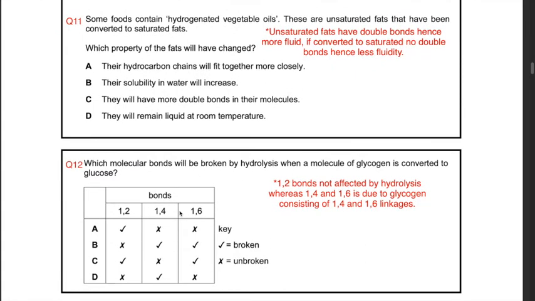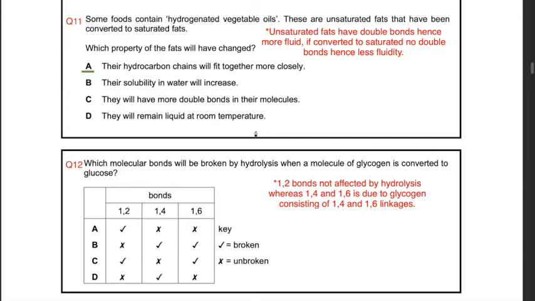Question 11. Some foods contain hydrogenated vegetable oils. These are unsaturated fats that have been converted to saturated fats. Which property of the fats will have changed? Unsaturated fats have double bonds, hence they are more fluid. If they are converted to saturated fats, they will have no double bonds, hence will have less fluidity. And less fluidity means their hydrocarbon chains will fit together more closely. Therefore, which property of the fats will have changed? It should be A. The hydrocarbon chains will fit together more closely.